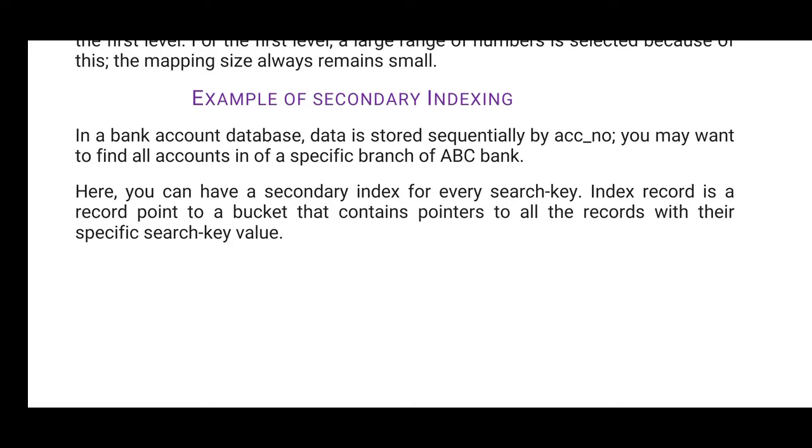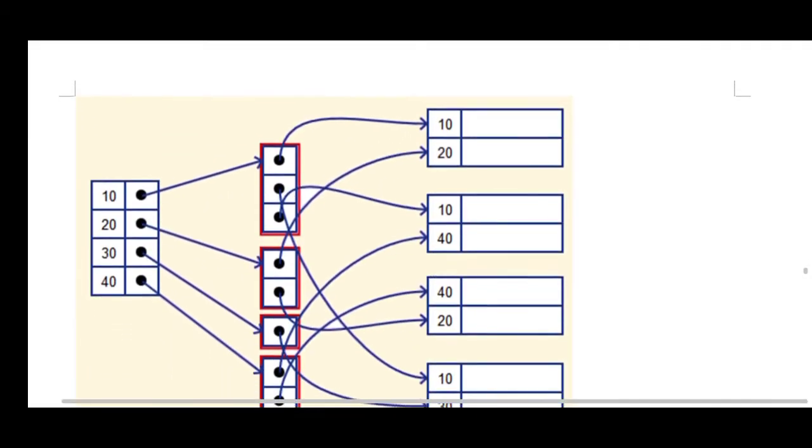Want to find all accounts in a specific branch? Here you have a secondary index for every such key. An index record points to a bucket that contains pointers to all the records with their specific search key values.